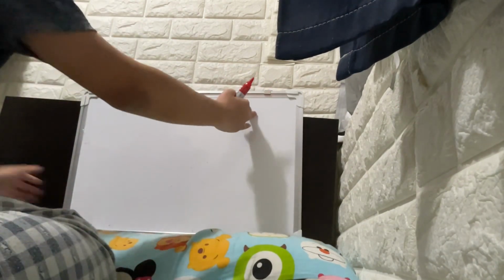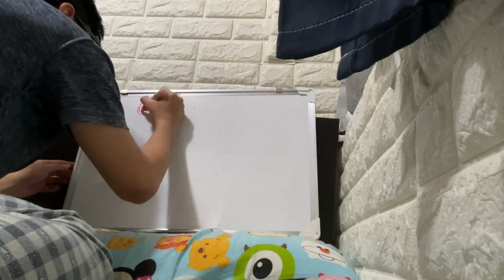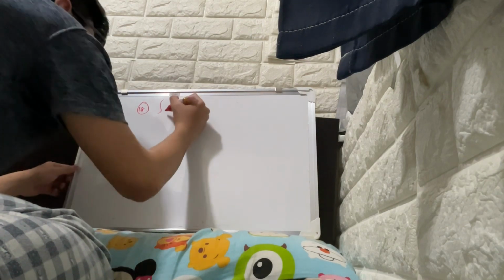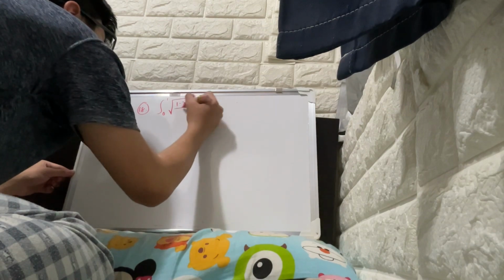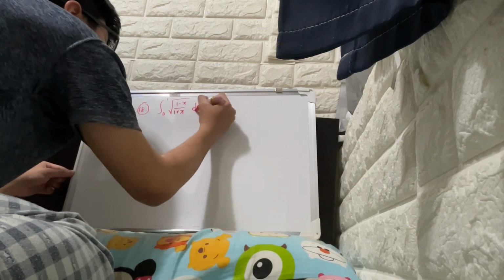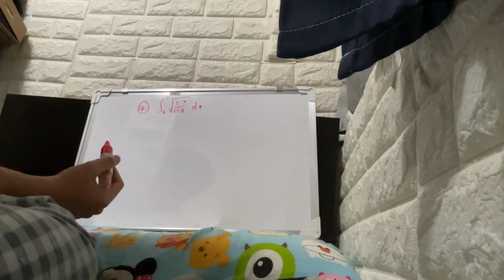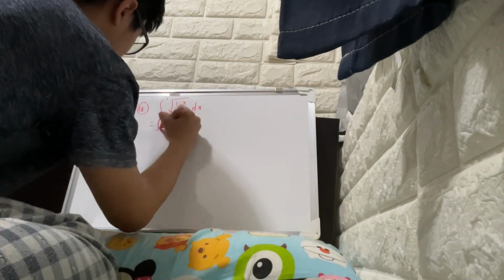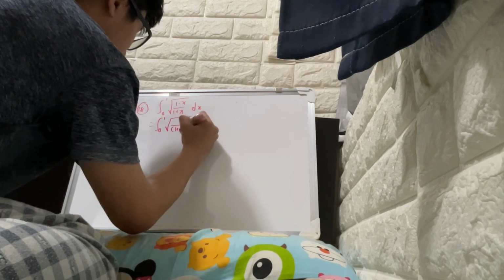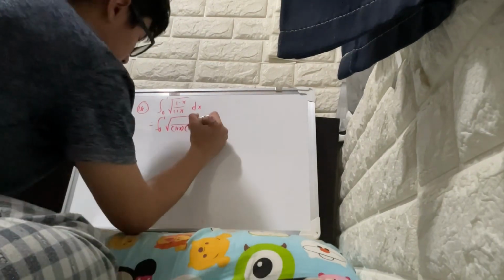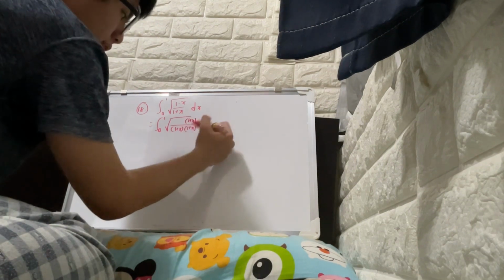Number 18. The integral of square root of (1 minus x) over (1 plus x) dx. So 1 plus x and 1 minus x, why don't we multiply it by the conjugate? You get 1 plus x multiplied by 1 plus x at the same time. So you get the original back, just cancel each other out.